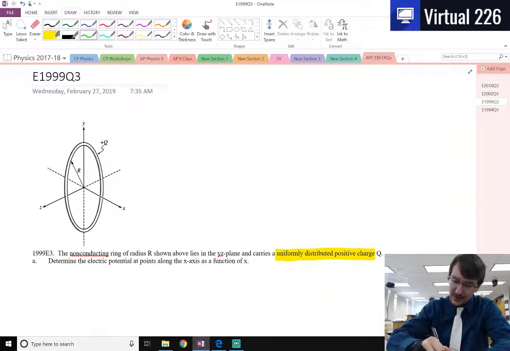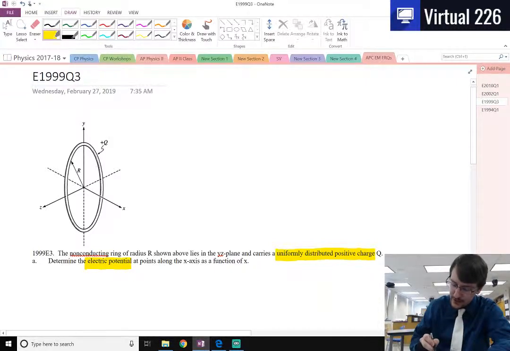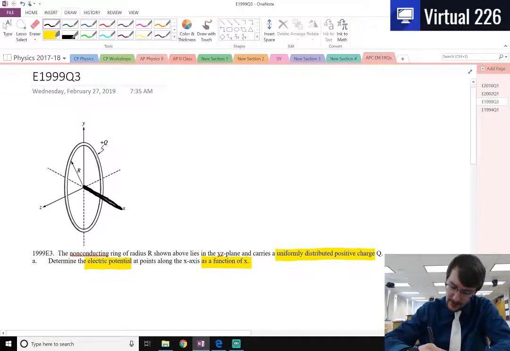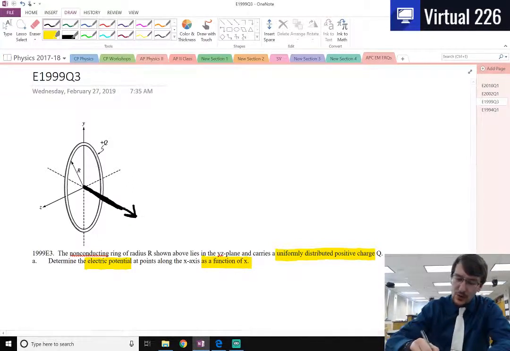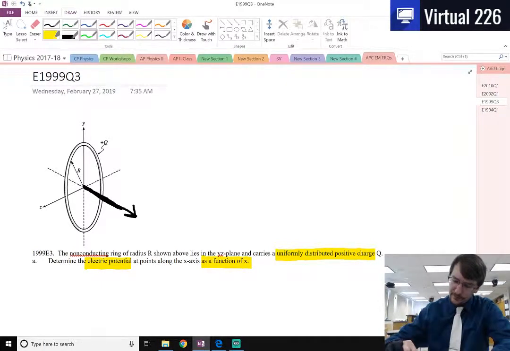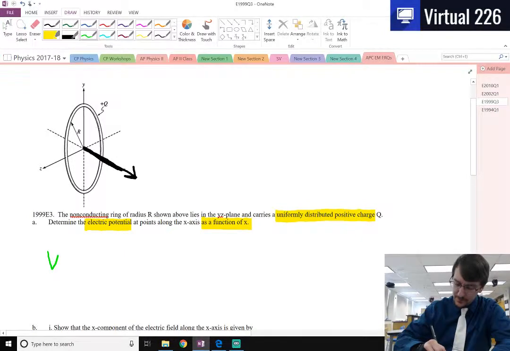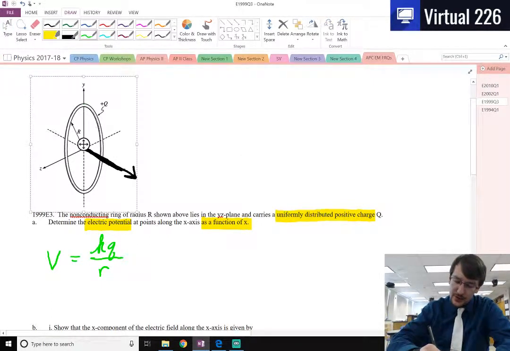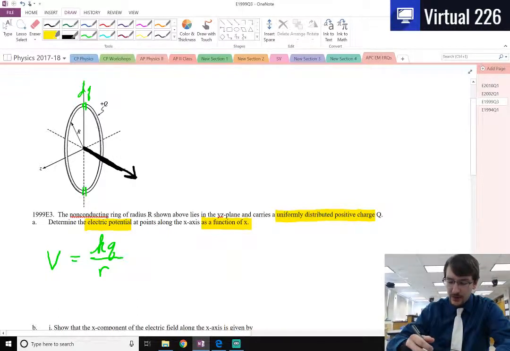We're looking for the electric potential, also known as a voltage, at points along the x-axis as a function of x. And that's really important there, because as we're looking along this x-axis here, as that goes out, we want this potential function to be as a function of that x position. So what we can recognize is that the voltage has an equation of kq over r, but that's for a point charge. In our case here, we actually have small elements of charge dq that go all the way around the ring.